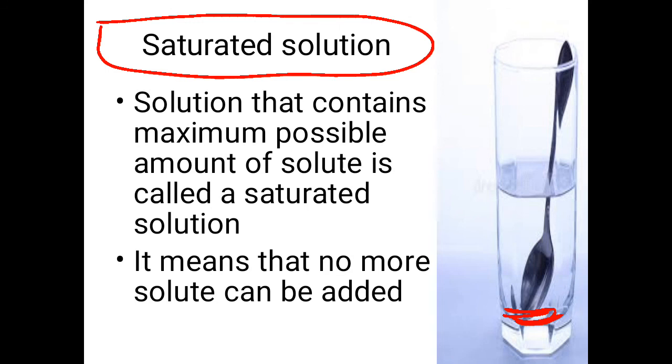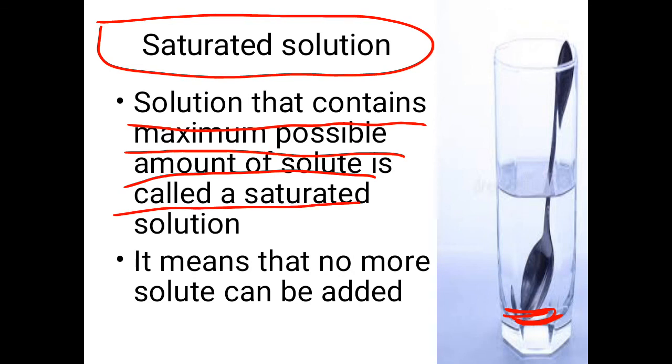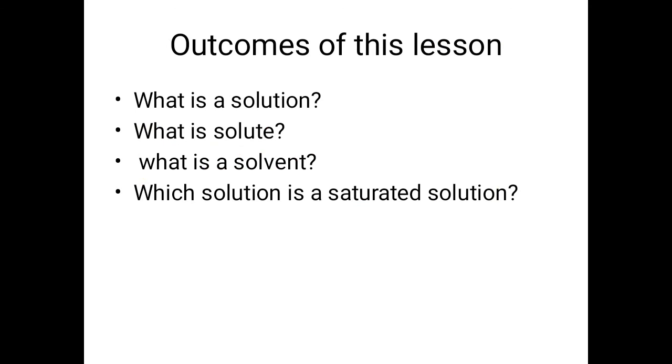So a solution that contains the maximum possible amount of solute is called a saturated solution. When you cannot add further sugar into water, it means you have made a saturated solution. Today we understood enough about solutions, and at the end of this class you must be able to define what a solution is, how we can define a solute and a solvent, and which solutions are called saturated solutions.